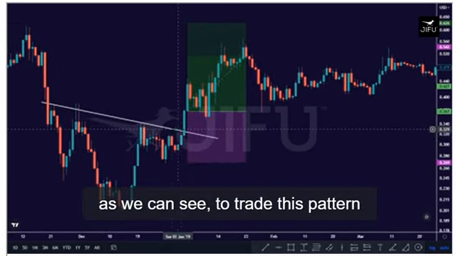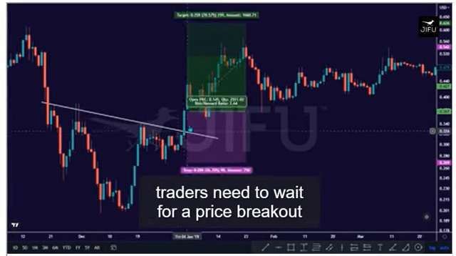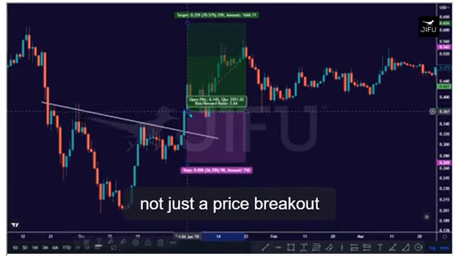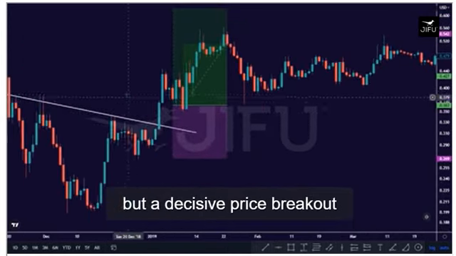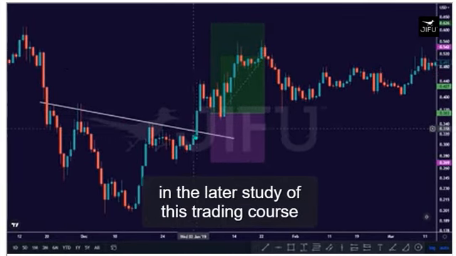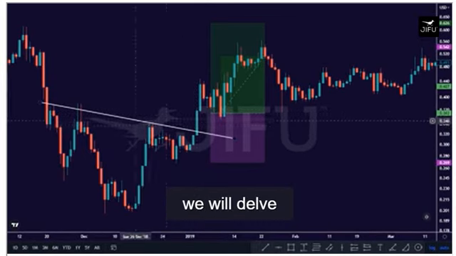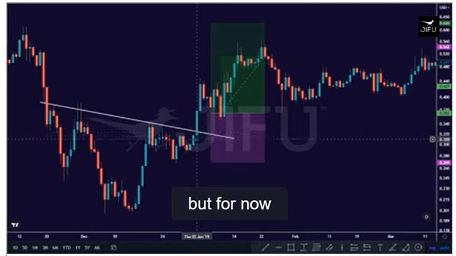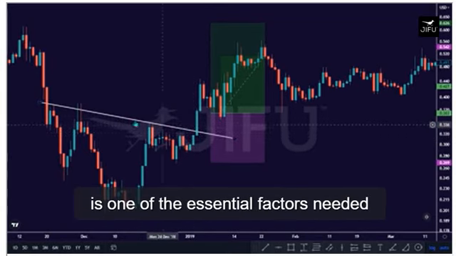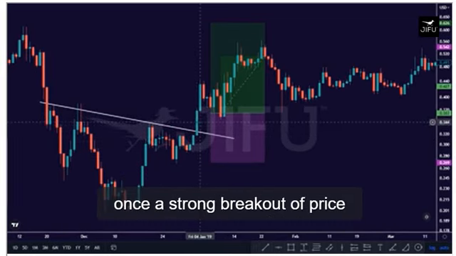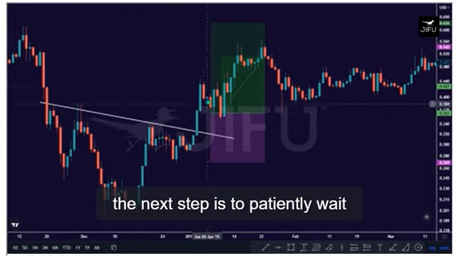As we can see, to trade this pattern, traders need to wait for a price breakout of the straight neckline. Not just a price breakout, but a decisive price breakout accompanied by great volume. In the later study of this trading course, we will delve more into the importance of volume in trading. But for now, just know that great volume is one of the essential factors needed to confirm the breakout of patterns in the market.